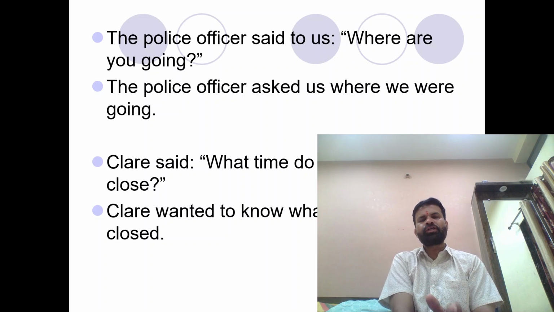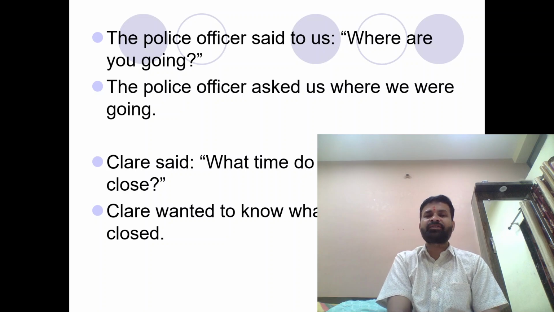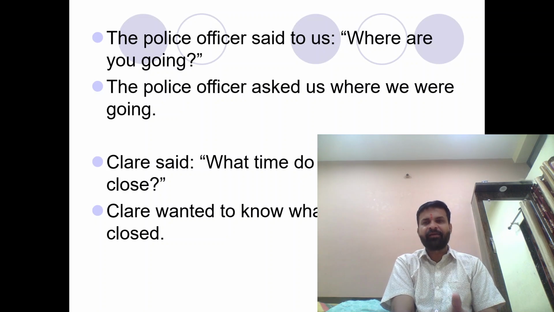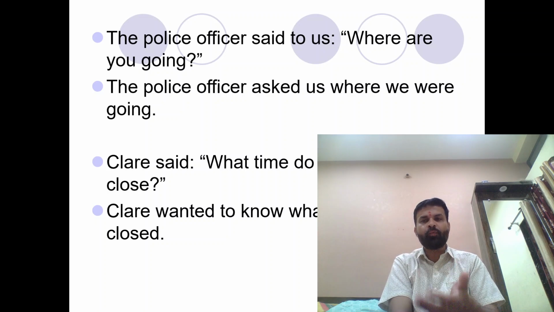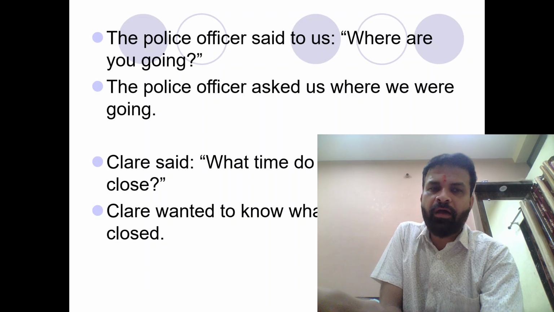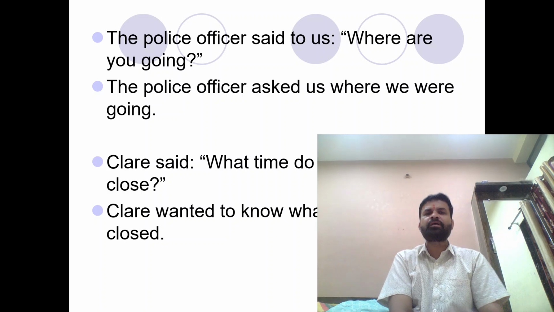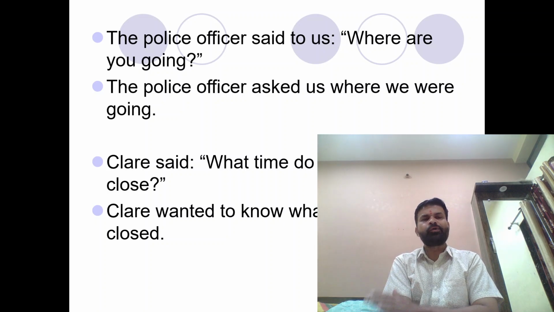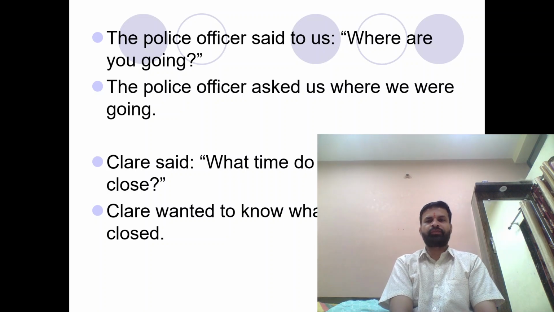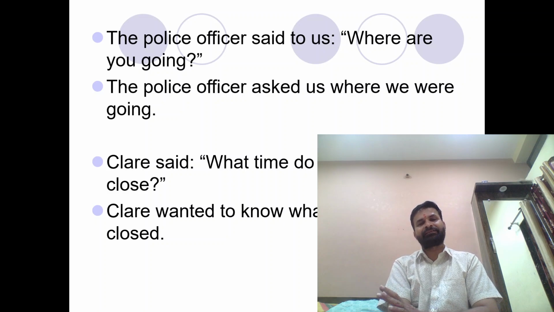But when you change it into indirect speech, you have to use the helping verb after the subject because the question changed into a statement. So the police officer asked us where, you changed into we, where we were going. Now you see, where are you going is the present continuous tense. Where we were going is the past continuous tense. So present continuous changed into past continuous.